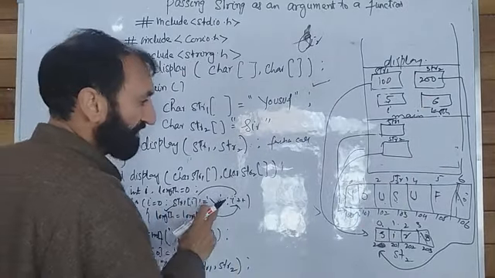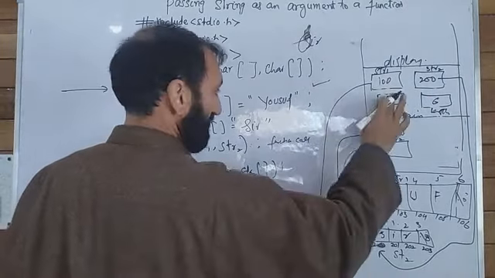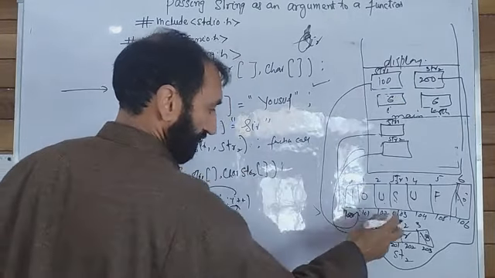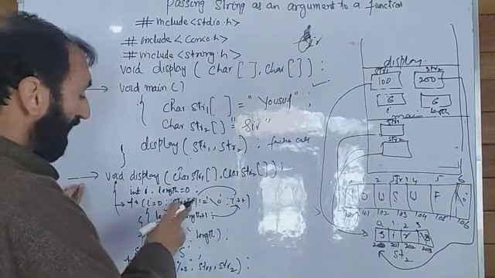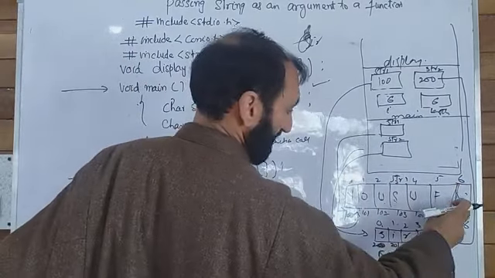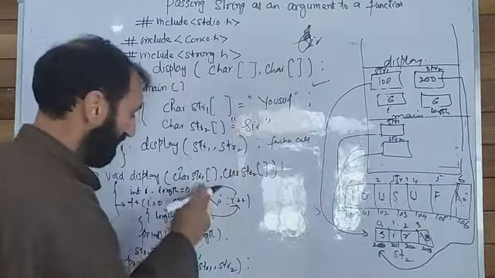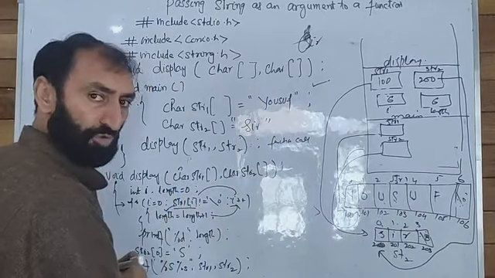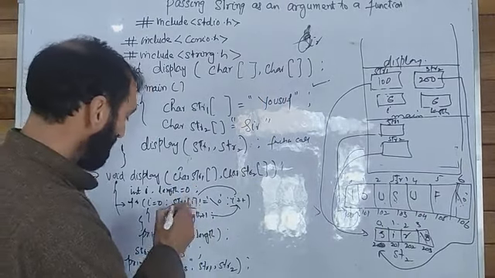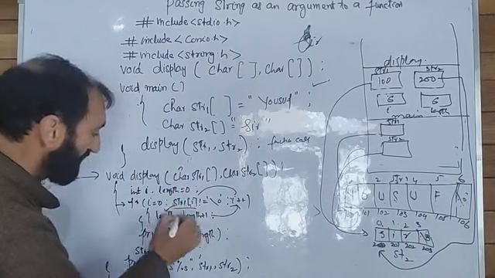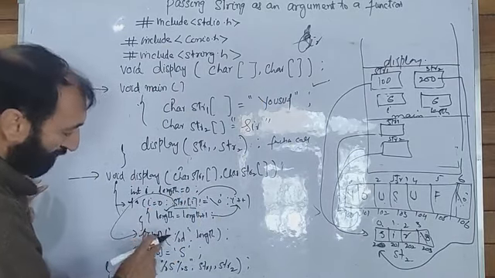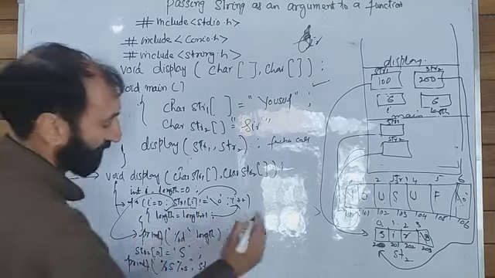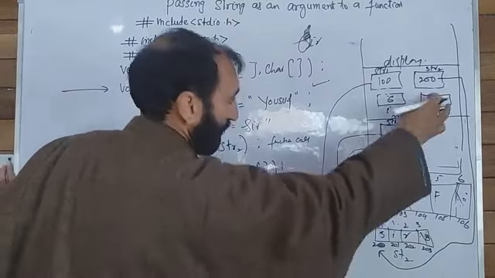Now i plus plus: i becomes 6. str1 of 6 is this location, slash 0. So this condition is false and control comes out of the loop. Print percentage d, length. The length value is 6.